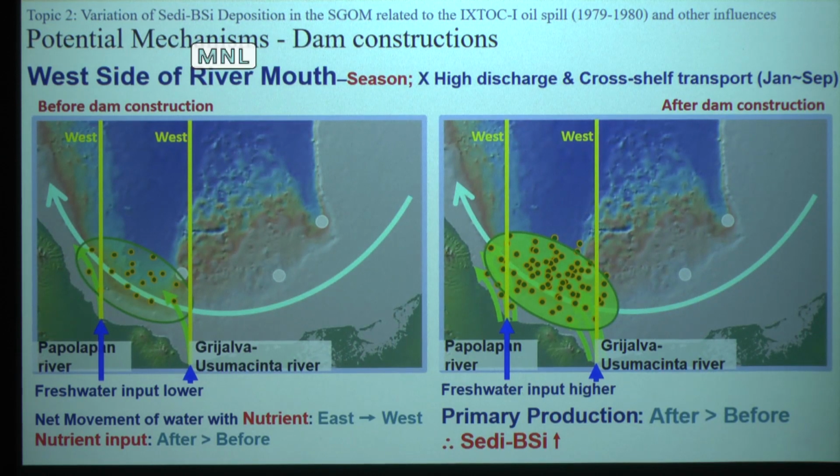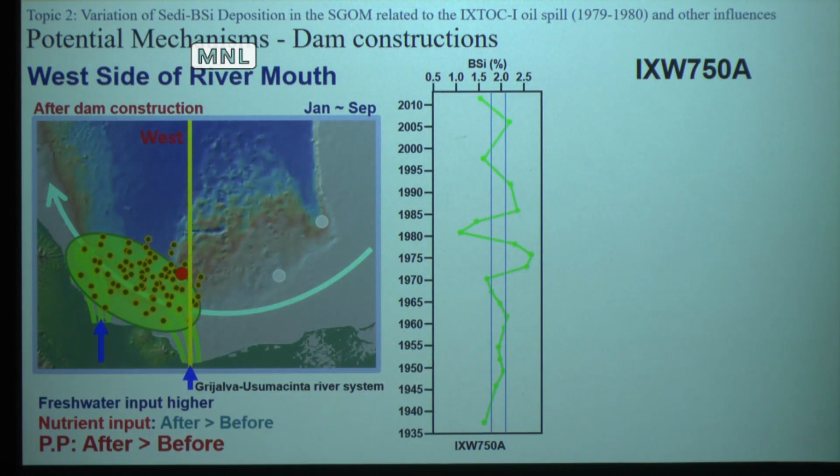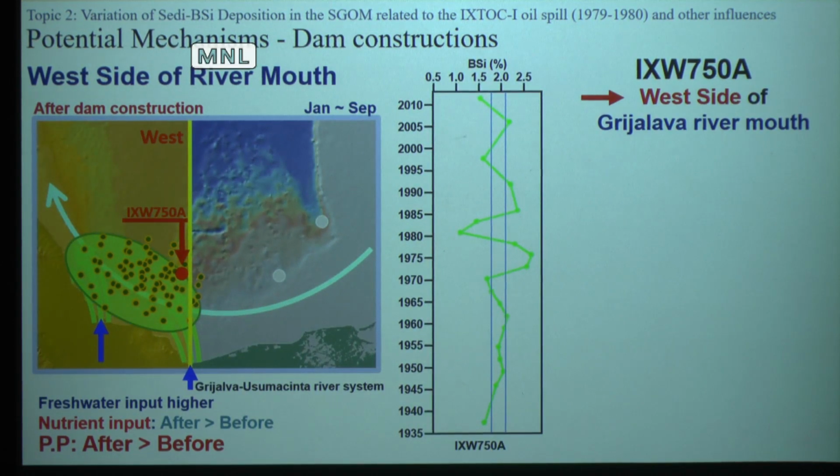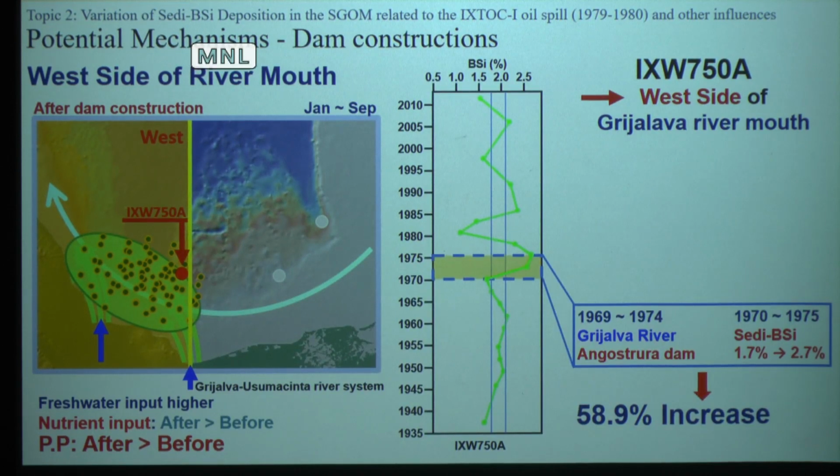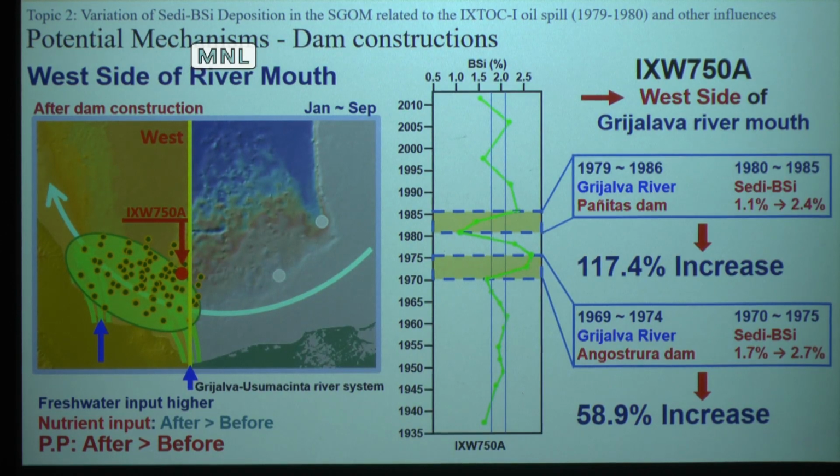This phenomenon can be observed in the sedimentary biogenic silica profile. So IXW750A is located at the west side of the Grijalva river mouth, and Angostura Dam was constructed on the Grijalva River in 1969 to 1974, and it corresponds to the sedimentary biogenic silica increase in the 1970 to 1975 interval. And also the Penitas Dam was constructed on the Grijalva River in 1979 to 1986, and this is well matched with the sedimentary biogenic silica increase in the 1980 to 1985 interval.